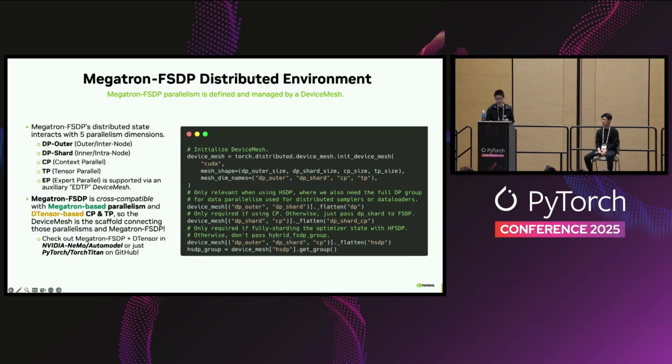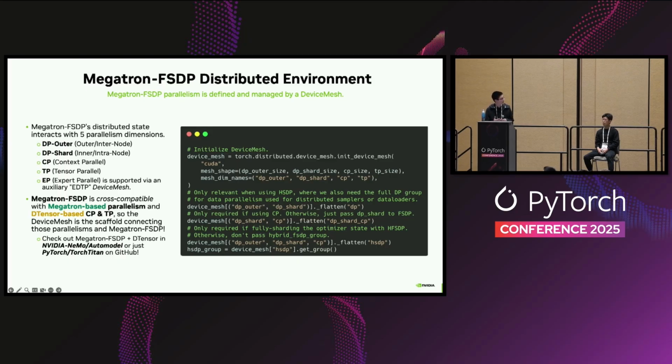I'm also going to touch on the device mesh. Megatron-FSDP's device mesh fully describes its distributed environment, which includes the outer and inner sharding dimensions for data parallelism, context parallelism, and tensor parallelism. We also support expert parallelism using an auxiliary expert data tensor parallel device mesh to support MoE models that we'll be testing with our clients next month. It's an MR, like in the CI/CD chain. It's going to be merged really quickly, very soon.